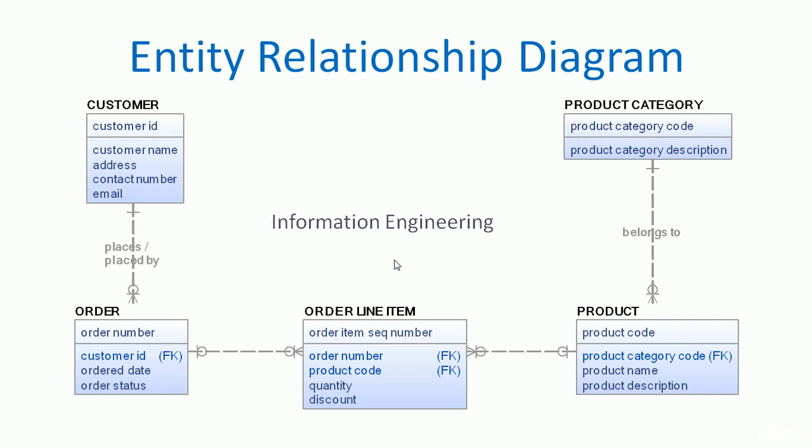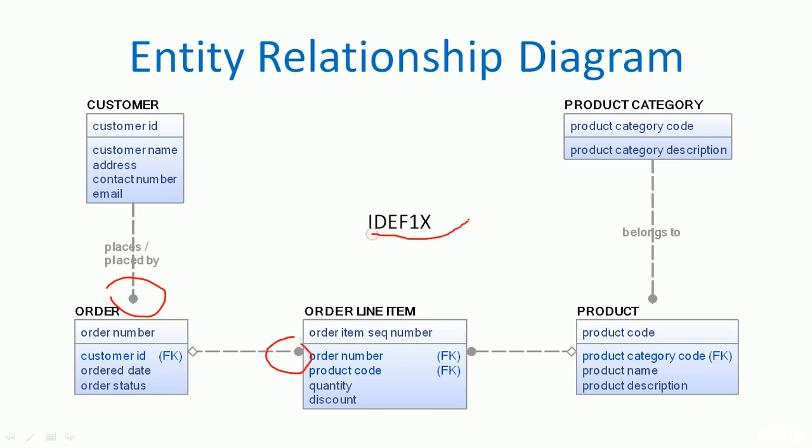This diagram is drawn with information engineering notation. We have various notations to draw an entity relationship diagram, and information engineering notation is one of the popular notations. Another notation which is widely used for data modeling is IDEF1X. This is the same model in IDEF1X notation. You can find the symbols on the relationship lines changed when we changed the notation.